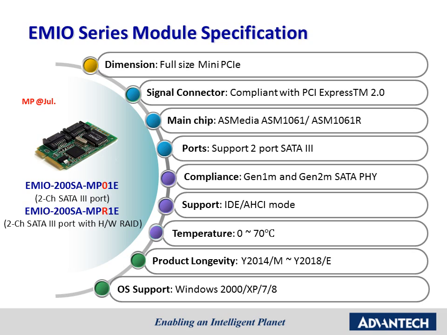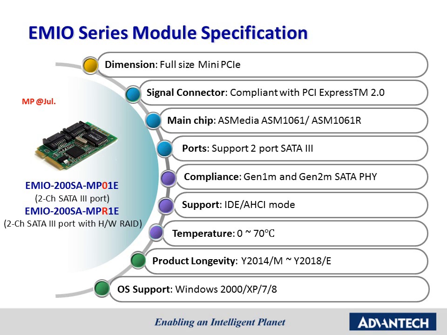The EMIO-200SA-MP01E is a full-size mini PCIe module that adds an additional 2 SATA 3 ports to a board or system. We will have 2 versions of this SATA module available. The EMIO-200SA-MP01E adds 2 SATA 3 ports.